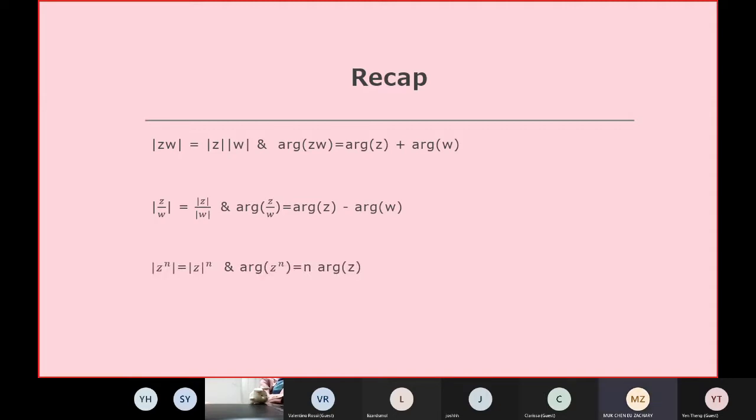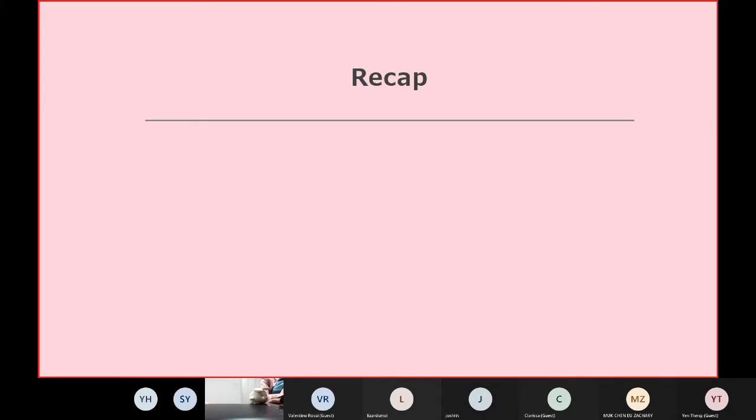Again, proven by the exponential form, the mod of Z to the power n equals the nth power of mod Z. And the argument of Z to the power n is really the same as a logarithm. I keep saying this: you bring the power down, so n times the argument of Z. All right. Lastly, I know I emphasized this yesterday, and I'm going to emphasize this again.